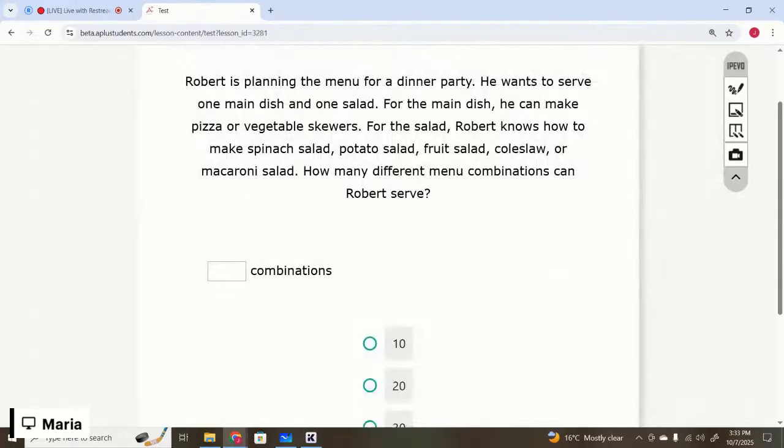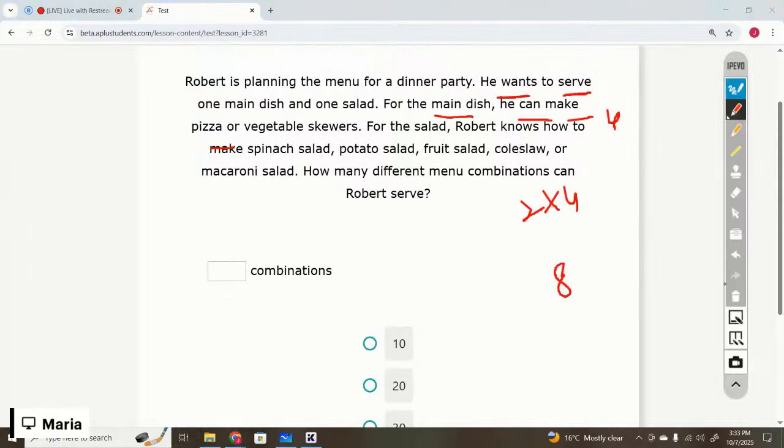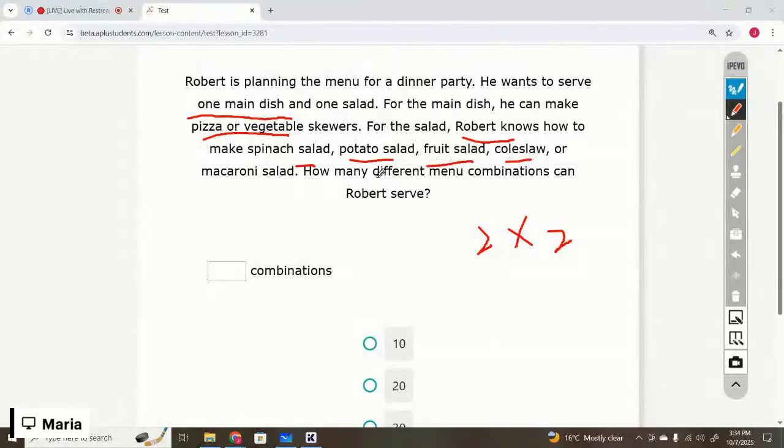Robert is planning the menu for a dinner party. He wants to serve one main dish and one salad. For the main dish, he can make pizza or vegetable skewers. So two options here. For salad, Robert knows how to make spinach salad, potato salad, fruit salad, coleslaw, and macaroni salad. Five it is. So which is the correct option?